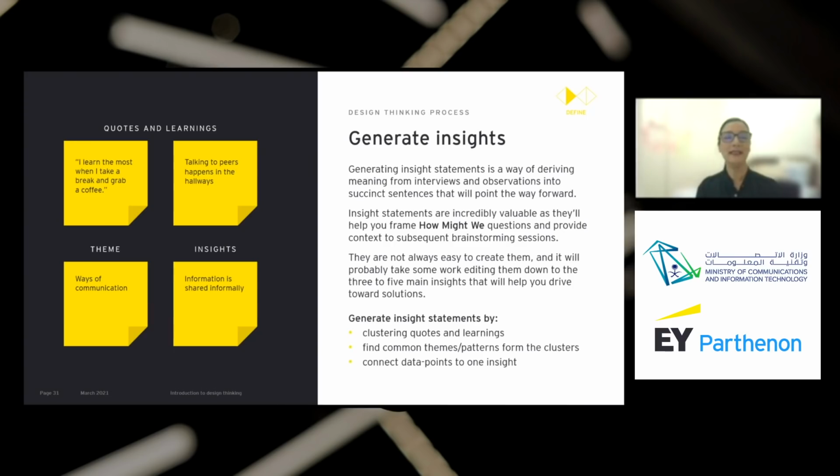The other great thing is to think about insights. The insights are incredibly valuable because they're going to help us structure the problem that we're solving for. So what we do is we start to cluster some quotes and learnings, we start to look for common themes, and we start to connect the various data points into one insight that is the observation or the revelation of behaviour that really gives us that little bit of an aha moment.